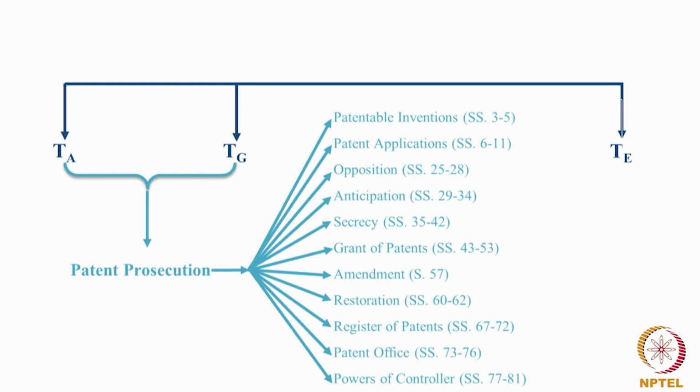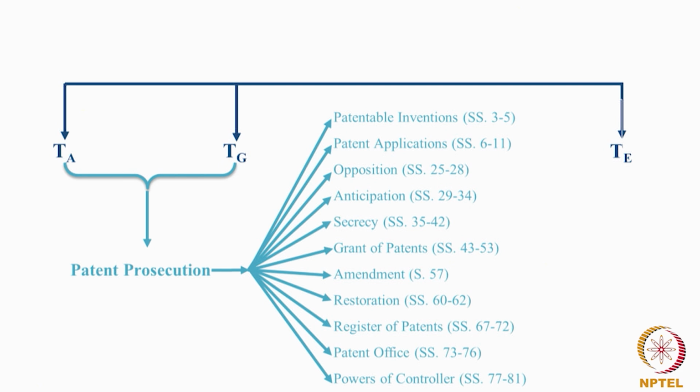Now, during this timeline, the sections in the Patents Act deal with a variety of things. Patentable inventions are described in sections 3 to 5. Patent applications are referred to in sections 6 to 11. The procedure for opposition is mentioned in sections 25 to 28. This includes pre-grant and post-grant. Post-grant is something that happens at the patent office 1 year after the grant. It can be initiated within 1 year period after the grant.